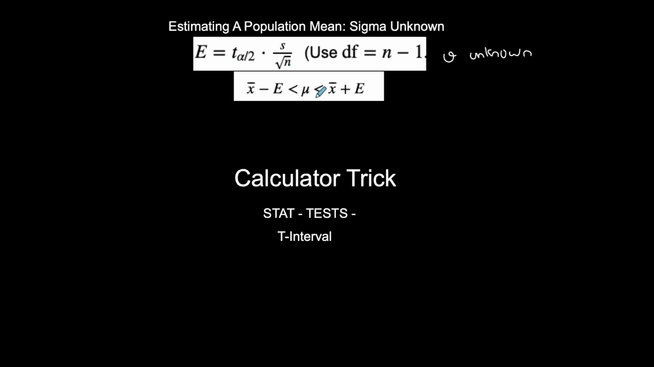This is your formula for your margin of error. This is your confidence interval. If you're using your calculator trick, then you're going to use t interval instead of z interval. So let's look at a couple of examples. This one is in the Triola book, page 328, number 10, birth weights of boys.